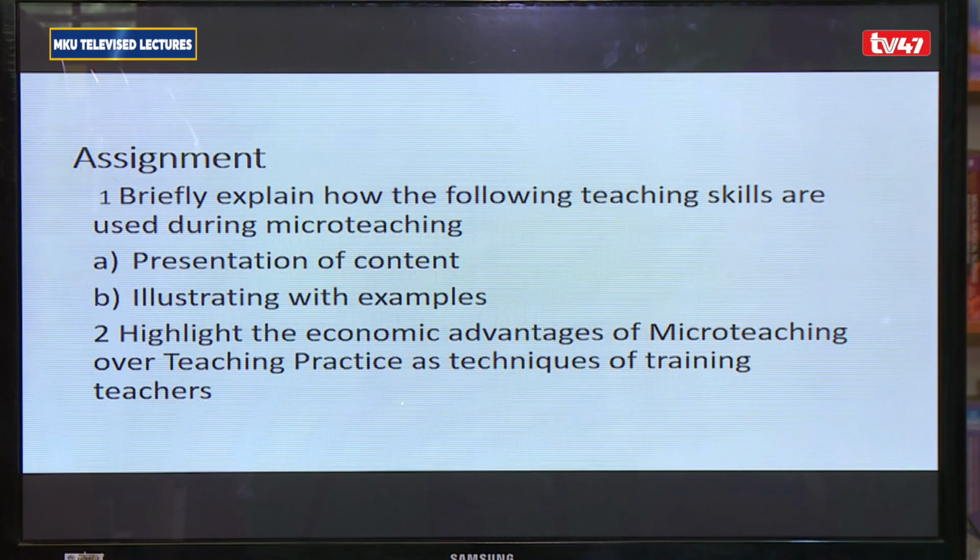And before we take a break, there is an out-of-class assignment for you. Briefly explain how the following teaching skills are used during micro-teaching. 1. Presentation of the content. 2. Illustrating with examples. And question number 2 is highlight the economic advantages of micro-teaching over teaching practice as techniques of training teachers.